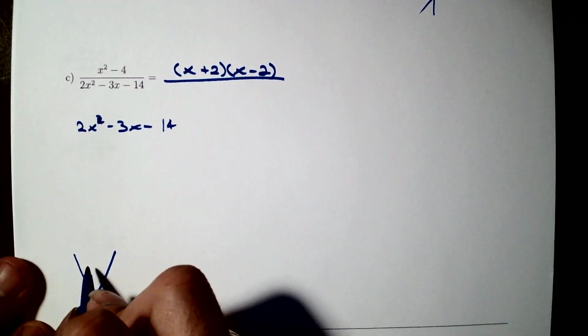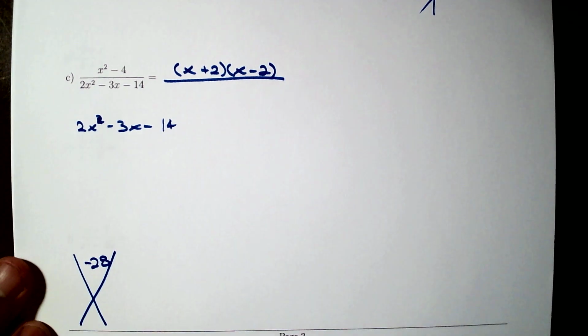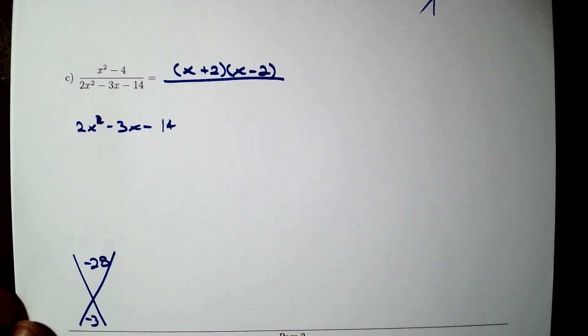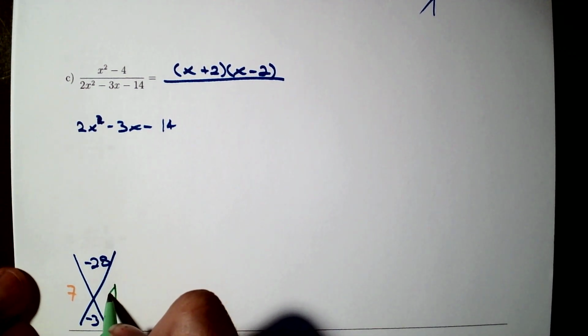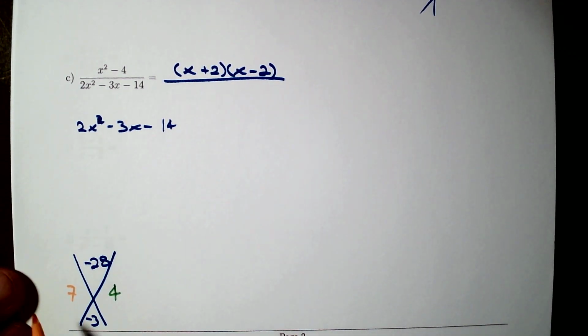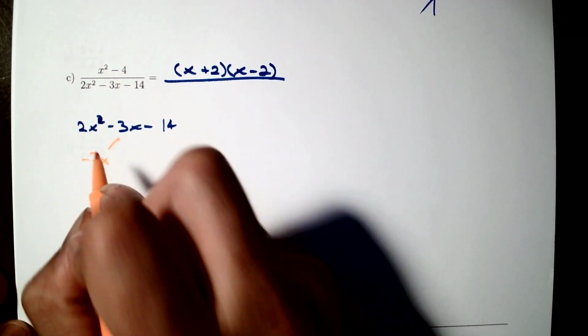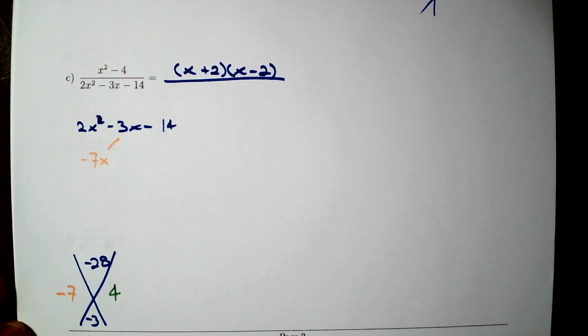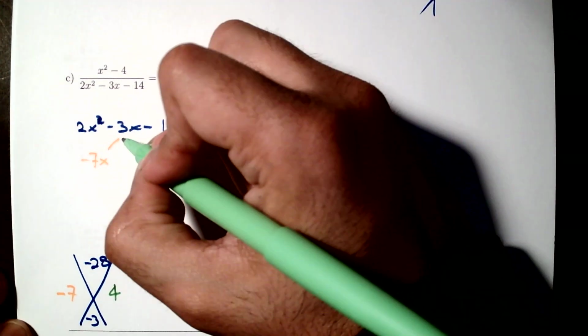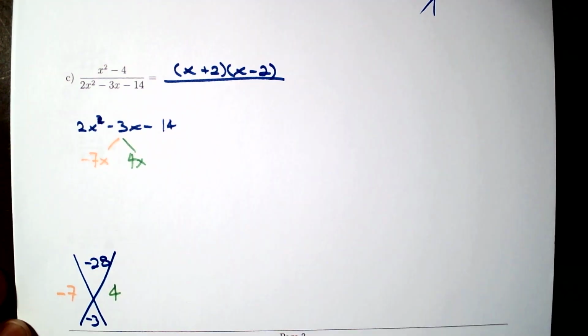2 times negative 14, that's a negative 28. Then negative 3, bring it down here. So we look for factors of negative 28 that add up to negative 3. And in this case, I'm thinking of 7 and 4. The 7 has to be the negative one, so the sum of them is a negative number. Turn that into negative 7x, and turn this into 4x.